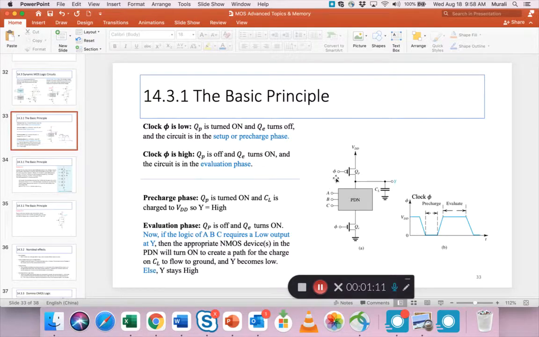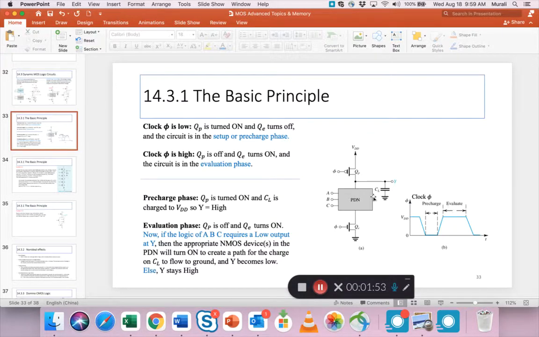The principle of how this operates is something I also talked about. A clock is required, and as the clock goes through its periods on and off, we divide the action into the pre-charge phase and the evaluation phase. In the pre-charge phase, all that happens is QP, the PMOS transistor, turns on because phi, the clock, is 0, and so VDD charges up the capacitance at the load CL. So this goes high and it stays high at the end of the pre-charge.